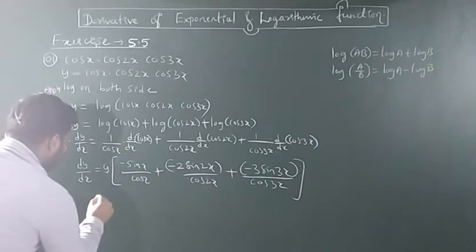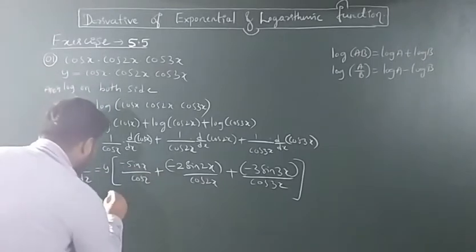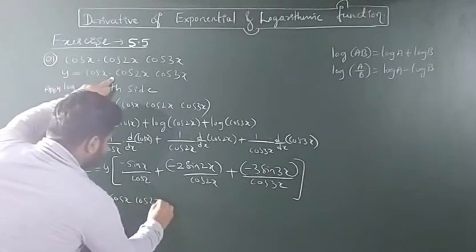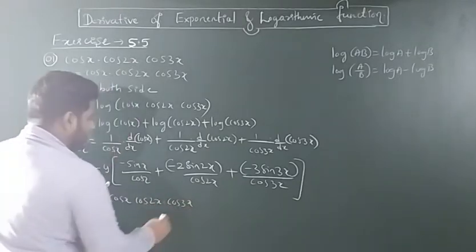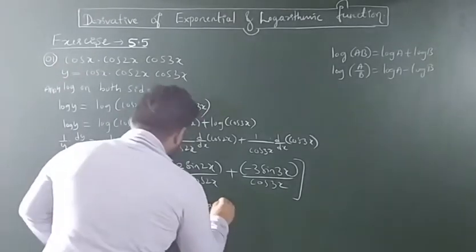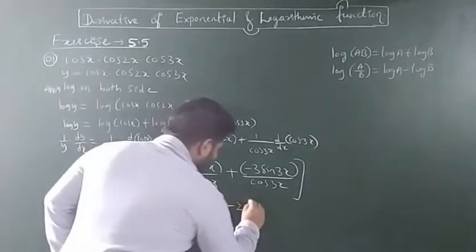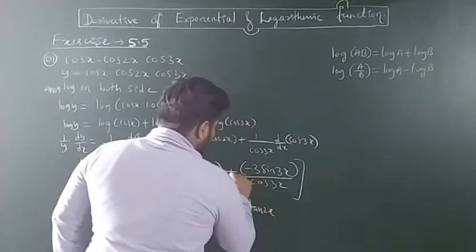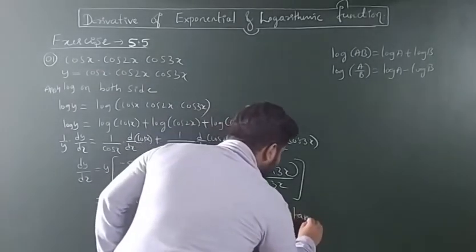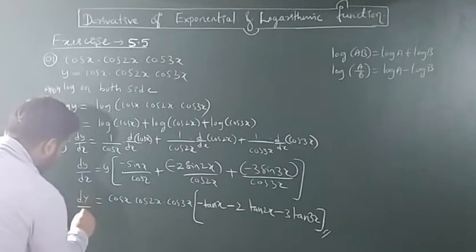By simplifying this, substitute the y value, which is cos x into cos 2x into cos 3x. Next, sin by cos is tan, so minus tan x, minus 2 tan 2x, minus 3 tan 3x, since sin 3x by cos 3x is tan 3x. So this is the final answer for dy by dx.